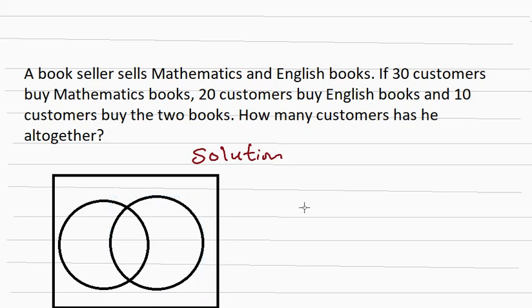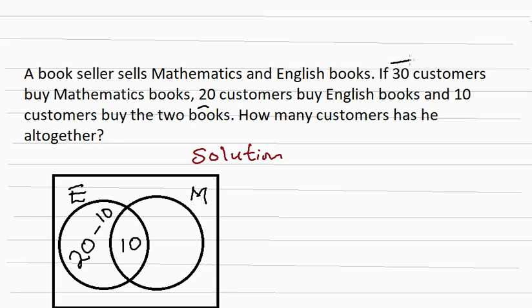First I have to write the intersection of the two sets. We are told that 20 customers buy English book and 10 customers buy the two books. So 10 customers buy the two books, I write the 10 down. Now this is English and this is mathematics. To get the number of customers that bought English only, I have to subtract the intersection from the total number for English, which is 20. That's 20 minus 10, which is 10.